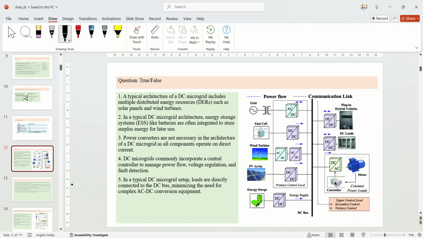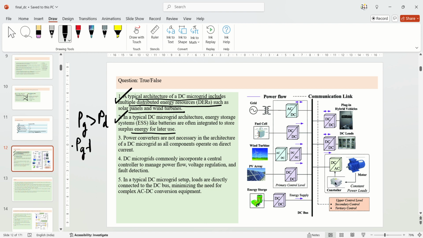Let me give the solution for this question. This question is related to the topic of the DC microgrid. So if you can see the first statement, it is telling that a typical architecture of the DC microgrid includes multiple DERs such as solar panels and wind turbines. That is true. The second option is telling that in a typical DC microgrid architecture, energy storage systems like batteries are often integrated to store the surplus energy for later use. That is true. When the generation is greater than the demand, you always store the extra.